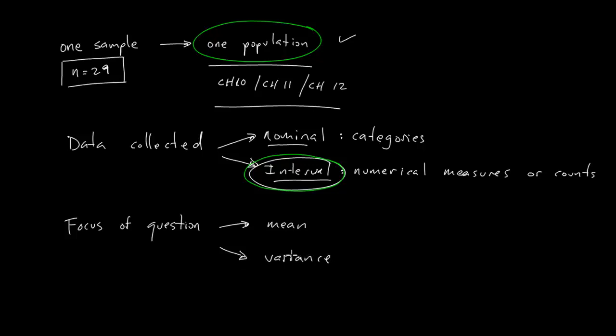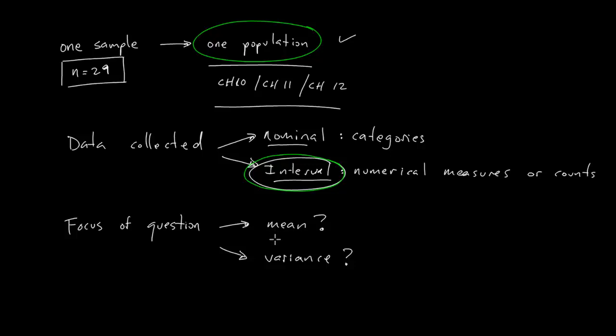And when I say what we're focused on, what I mean is: is the mean the unknown quantity that we're trying to determine, or is the variance the unknown quantity that we're trying to determine? So in our case, really it comes down to having a look at the wording of the question. In part 1, they talk about determining whether or not the advertising campaign was successful.